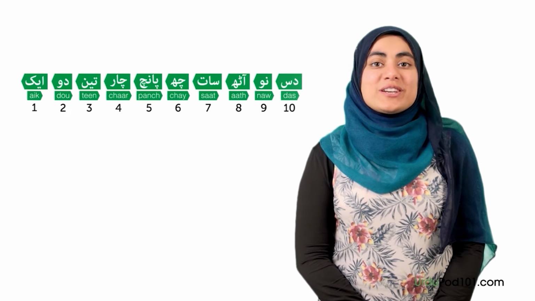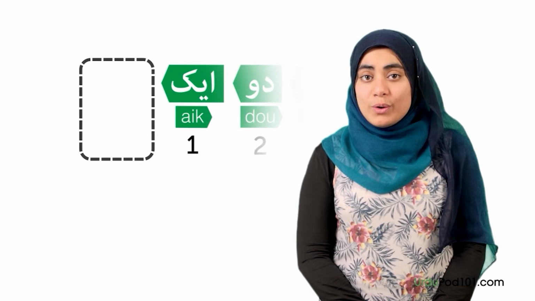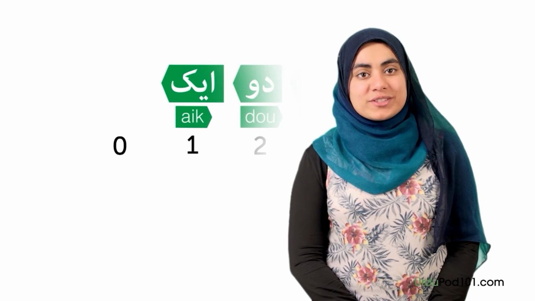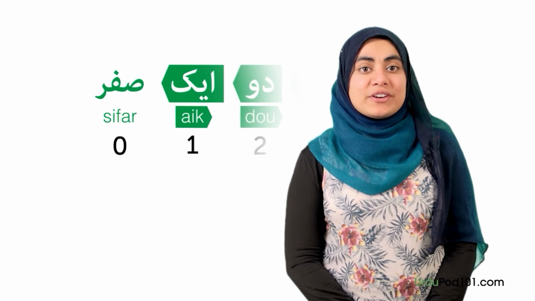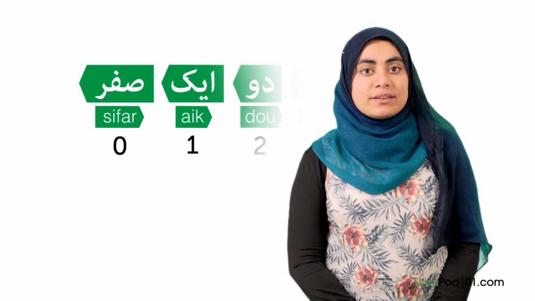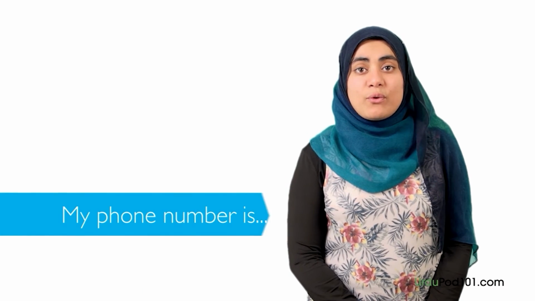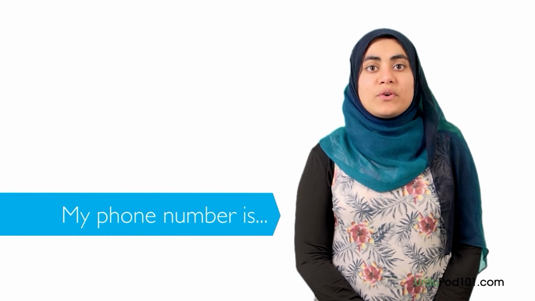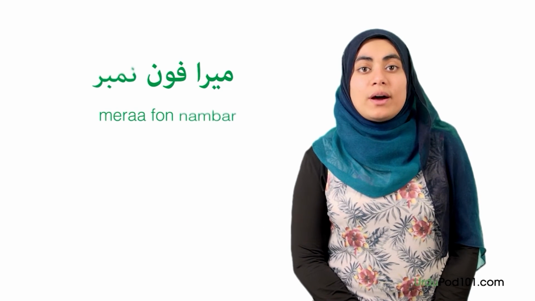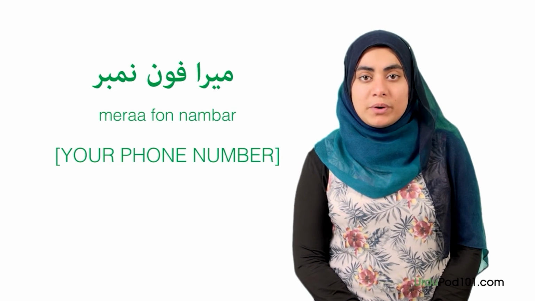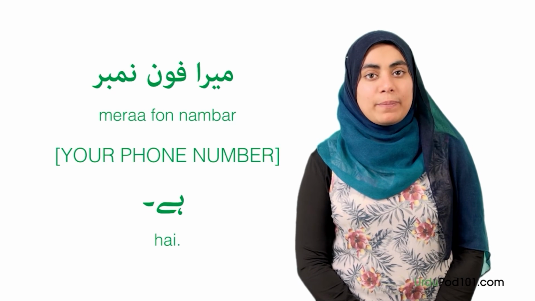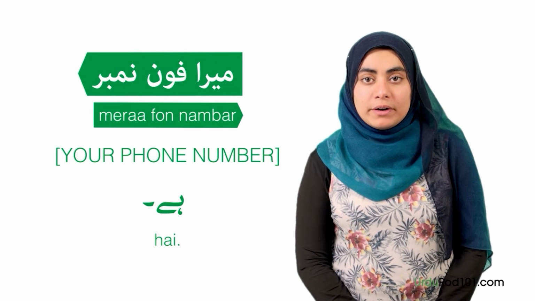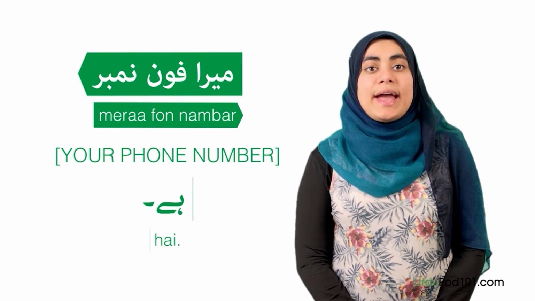Great job. What is before ek? Do you know? It's 0, of course, which in Urdu is sifar. Now you don't have any more excuses. You can give your friends your cell phone number in Urdu. Let's try it together. To say my phone number is in Urdu, first say the phrase Mera phone number, then say your cell phone number and finally say hai. Mera phone number, your phone number, hai.